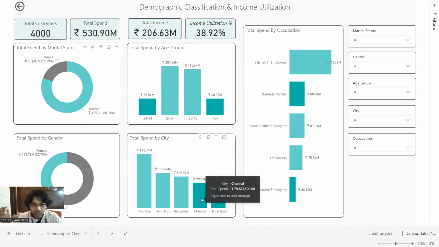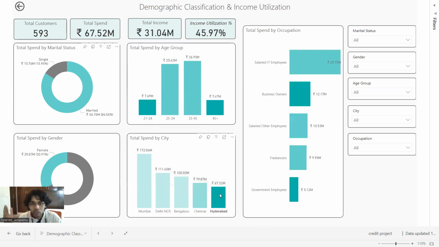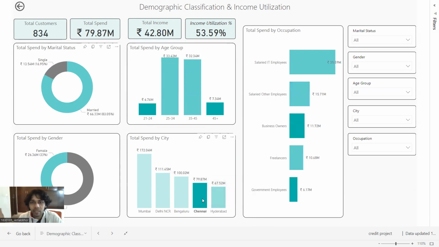Secondly, we can see that Chennai has a high income utilization percent and Hyderabad also has a high income utilization percent. So 45.97 is for Hyderabad and for Chennai it is 53.59.